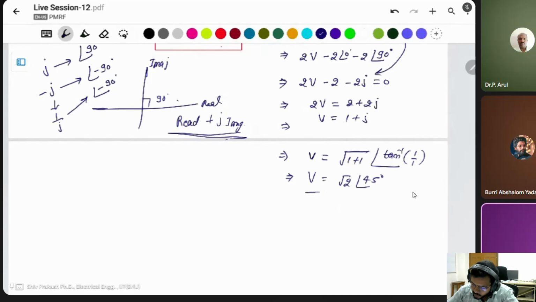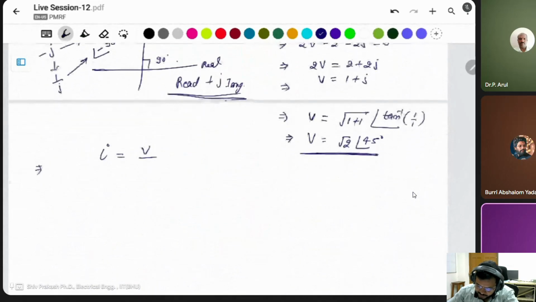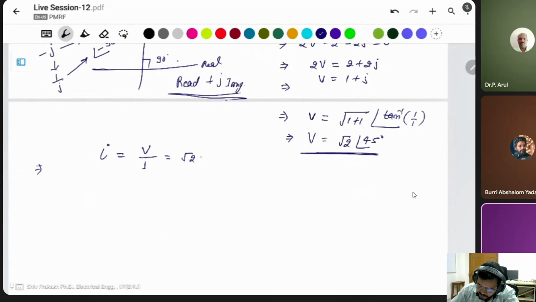The terminal node voltage is 2 root 2 at angle of 45 degrees. Then what is the current? The current is asked in the question here. V divided by the 1 ohm resistor is the same as V divided by 1. V is root 2 at angle 45 degrees. This one is written as root 2 sin of t plus 45.